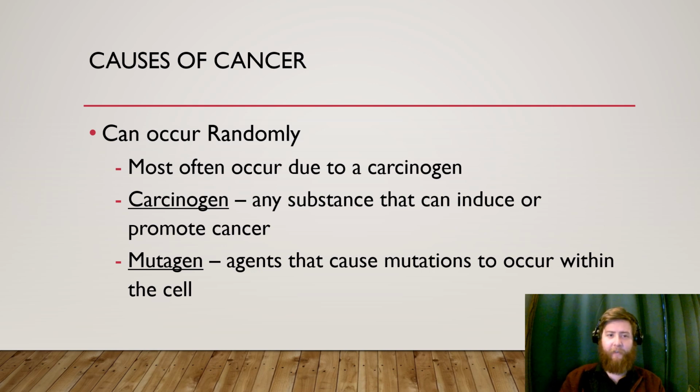So some causes of cancer. It can occur randomly. It is an unfortunate part of human biology that we have certain genes that can just randomly mutate into cancer. But most often, they're due to what we call a carcinogen. A carcinogen is any substance that can induce or promote cancer. So when you see those little warnings on labels, do not use if you're pregnant, it may cause cancer, that's what they're warning you against, that this thing is a carcinogen. Most carcinogens are also mutagens, and mutagens are agents that cause mutations to occur within the cell. And we're going to talk about that more in a further chapter.